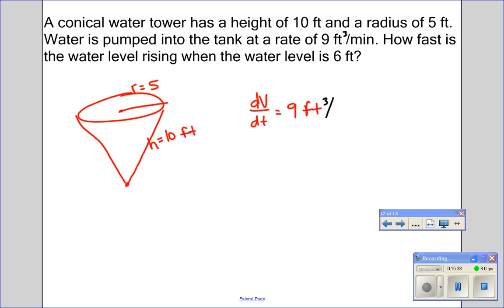Feet cubed per minute. How fast is the water level rising? Check that. How fast is the water level rising? So what does it want to know? It wants to know the water level, which sounds like height. The question is dH/dt.